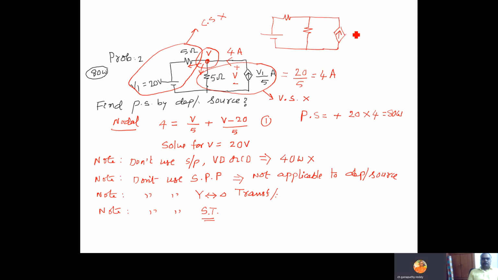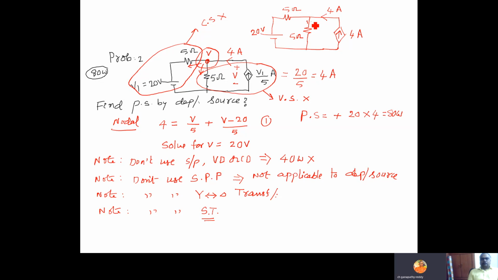So this is giving a current of 4 amps. V1 by 5 is 4 amps. So obviously this current is 4. And this is 5 ohm, and 20 volts. So what I said, mesh analysis, current distribution method.